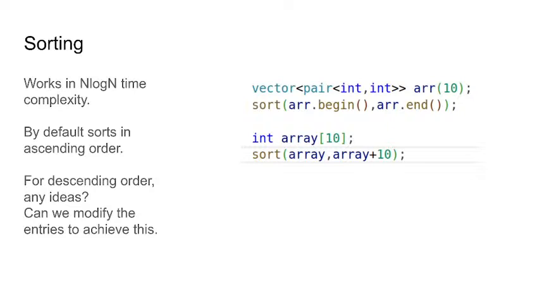So for arrays, right? It doesn't have array.begin, array.end. So you can directly do array and array plus 10. You would have learned this in C. Like if you do plus 10, the iterator will move by plus 10 int spaces. If it was double, it would have still worked the same way. Right? If it was double, string, anything.